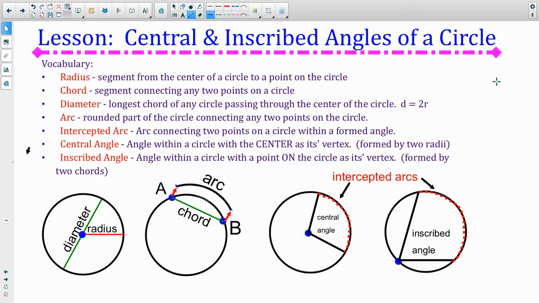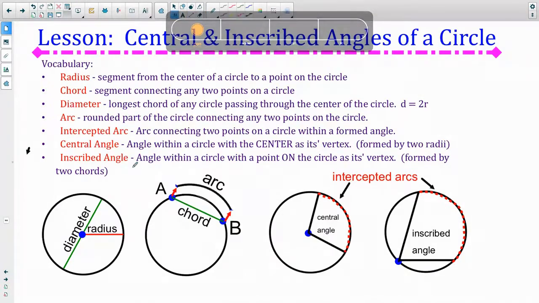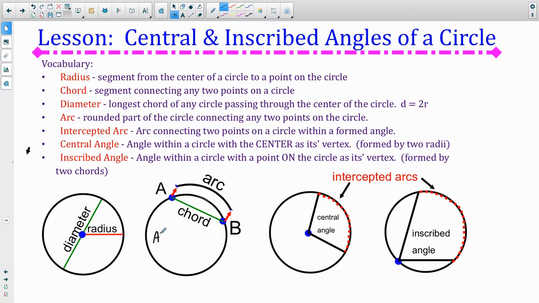And if you ever were referring to the two, we would say chord AB, we would write A, B with a line on top. And if we were referring to the arc AB, we would put AB, where it begins and ends, with an arc on top.